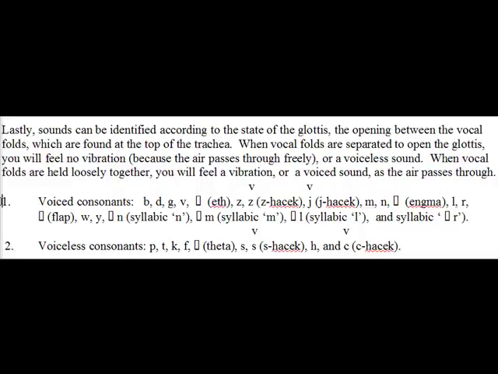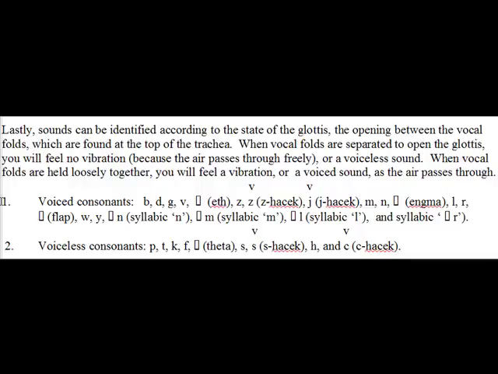The B, D, G, V, the eth, the Z, the Z hat check, which is the zh sound. You have the J hat check, which is the j sound. You have the M, N, the eng, which is, for example, in the word long, the L, R, the flap, the Y, the W, the syllabic N, for example, in the word button. You have the syllabic M, as in the word chasm. You have the syllabic L, for example, little, and the syllabic R, as in ladder.